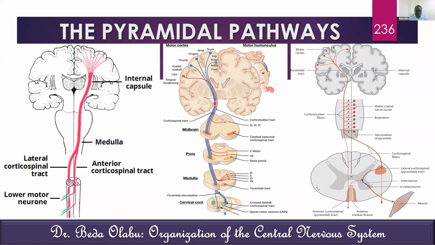The rest of the story we've already explained. Termination in the midbrain, termination in the pons, termination in the medulla, for corticonuclear, and termination in the spinal cord for corticospinal pathways.